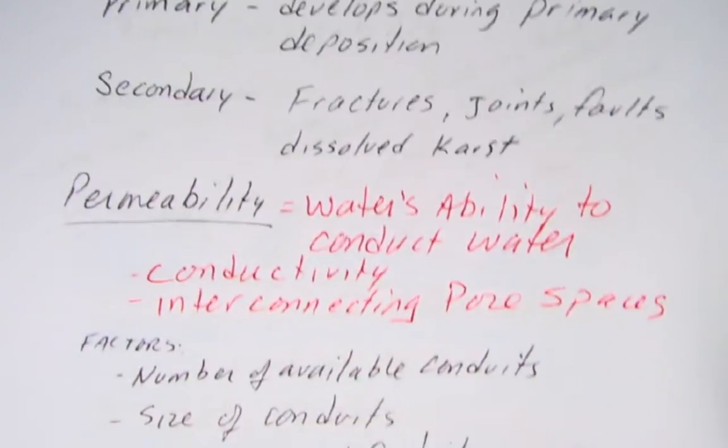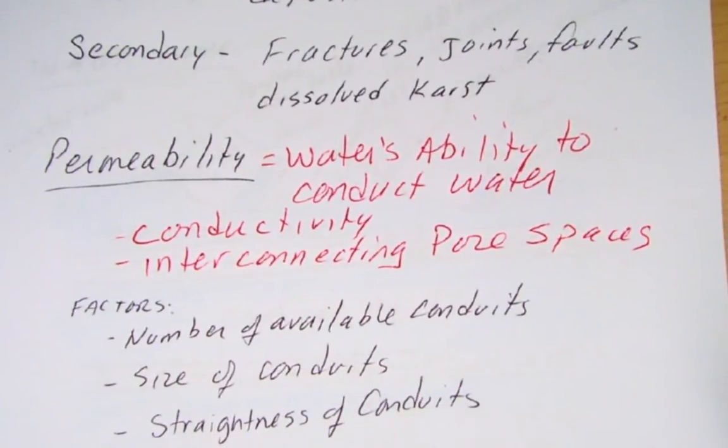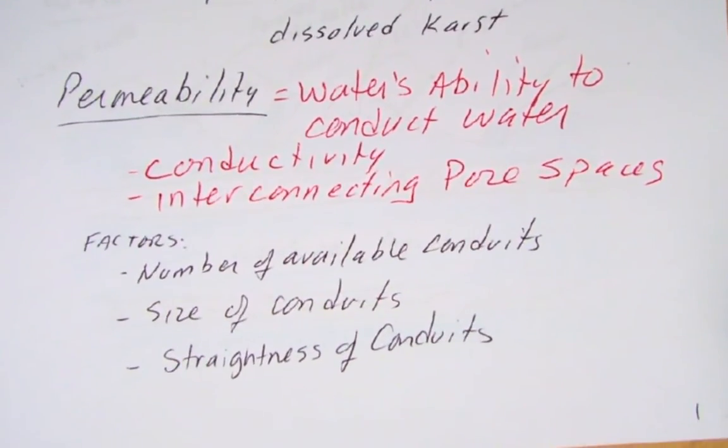So what are some of the factors? Well, how many conduits are available? How big are the conduits? And how straight the conduits are. You'll see that most groundwater has to travel in these sinuous, curvy, crooked patterns through pore spaces in rock. So permeability or groundwater flow is relatively slow.